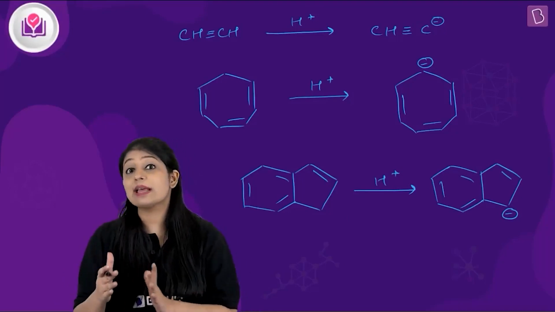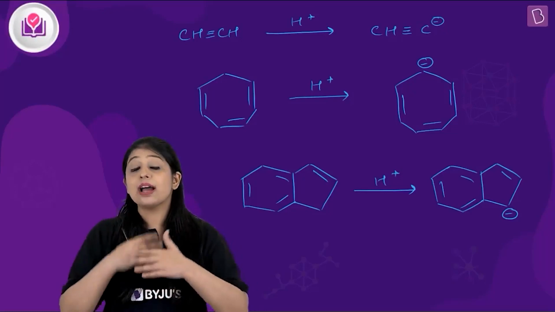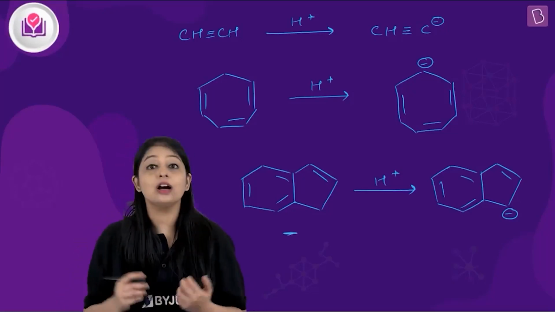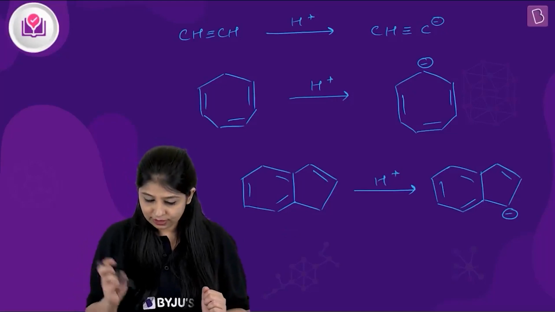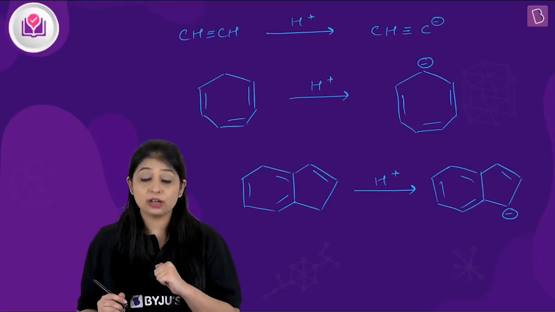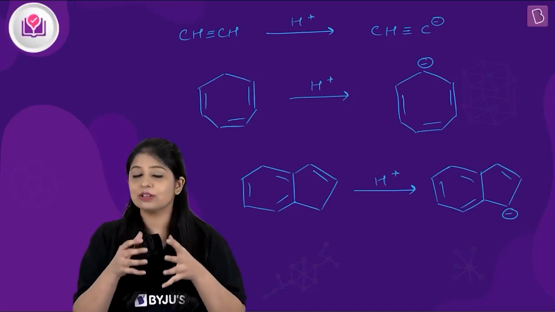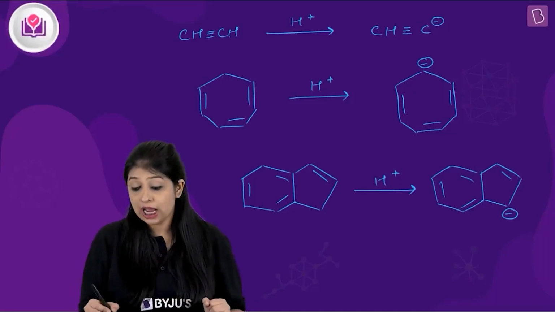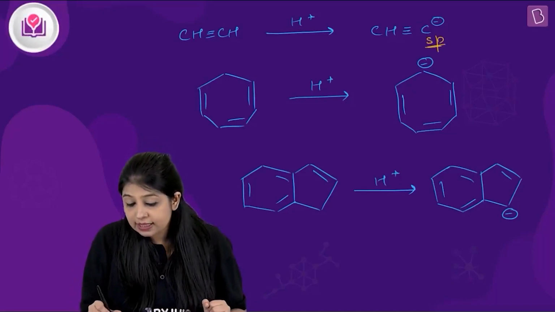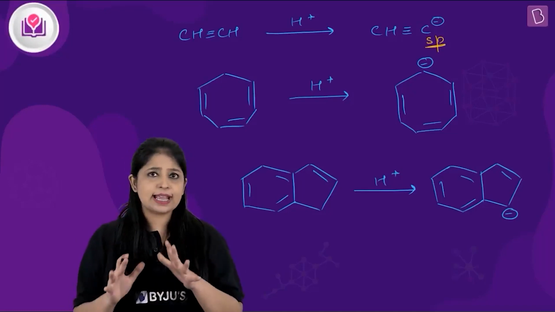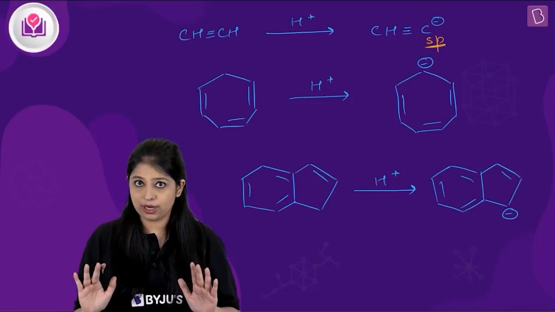Now we'll compare the stability of these 3 conjugate bases. The higher the stability of the conjugate base, the more acidic will be the compound. So first let's see the stability of the conjugate base of the first compound. Well, the negative charge is on an sp hybridized carbon, so the s character is 50%. So this negative charge is fairly stabilized.